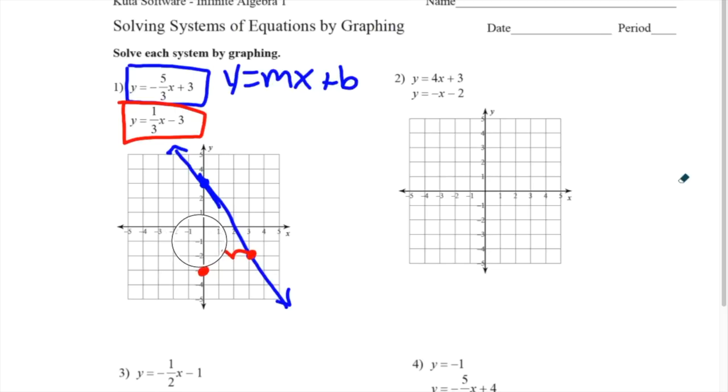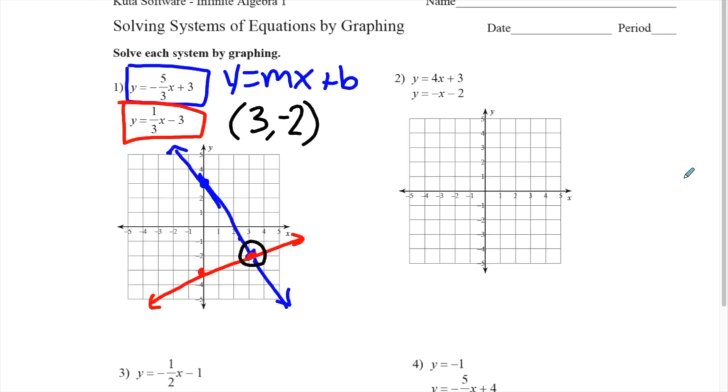If you'll notice, I'm using those little hopping symbols to show that that is where I'm counting. So I went up 1, right 3 by counting the squares. And if you notice, I have an intersection point right here. It intersects at the point 3, -2. And that's your answer. If you notice, these lines only touch once. So if you were asked how many solutions there are, there's only one solution, and it's the point 3, -2.